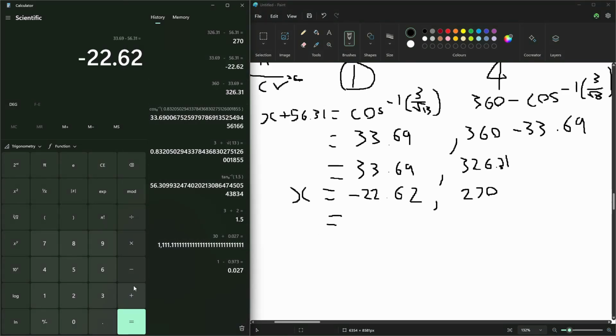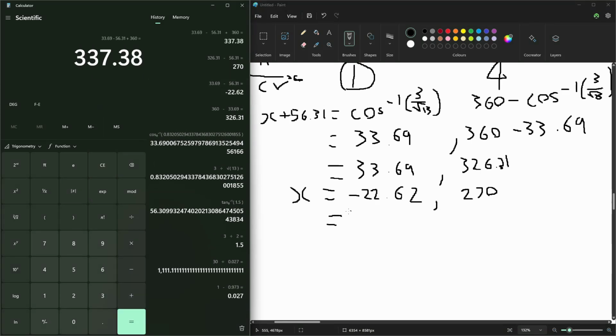Get that out here. 360, 337.38. And we're just going to round it to 337.4, 270. And there you are. Those are your two solutions. But yeah, I've just realised it's probably best to leave it as 2 decimal places. It's a good middle ground. Anyway, so there's your solution. X equals these two.